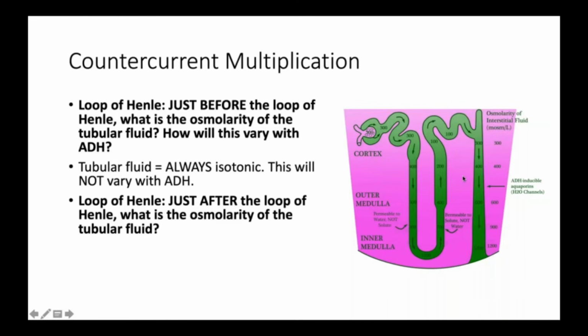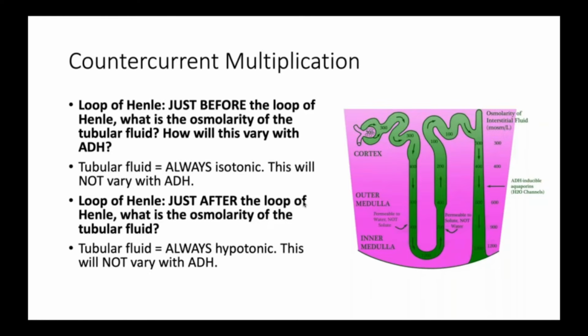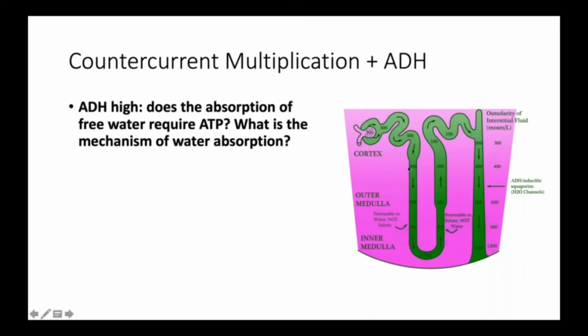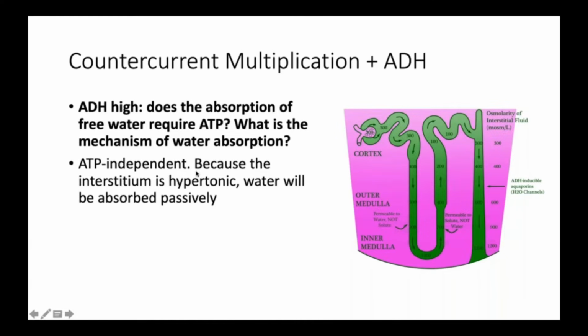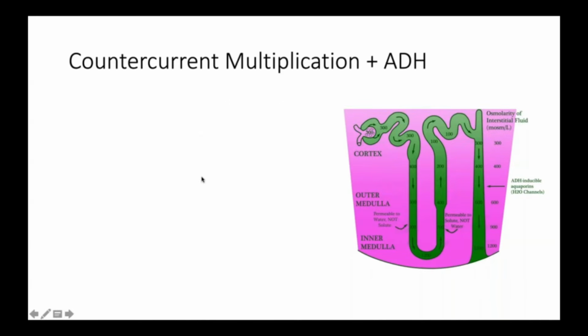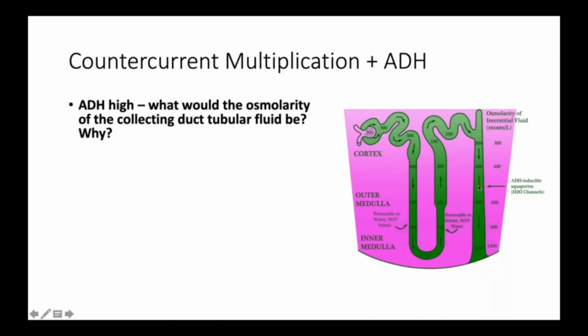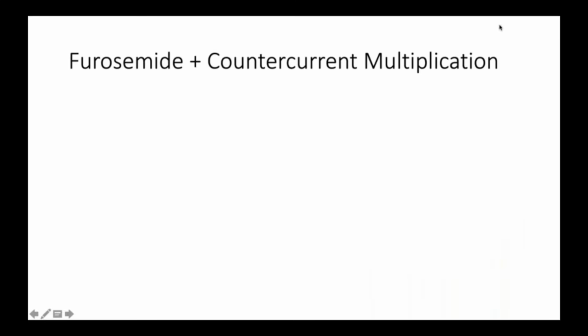So just after the loop of Henle, what's the osmolarity of the tubular fluid? Just after the loop of Henle, it should be hypotonic. Yeah, exactly. It's always hypotonic and won't vary with ADH unless, again, you have something like ATN, an intrarenal AKI. Okay. So does the absorption of free water require ATP? It's a completely passive process. Yeah, exactly, at least the direct process of reabsorbing water. It's ATP independent. To get the gradient in the first place uses ATP, but once you have the gradient, that's completely passive. Great. We already talked about this, I think we understand.